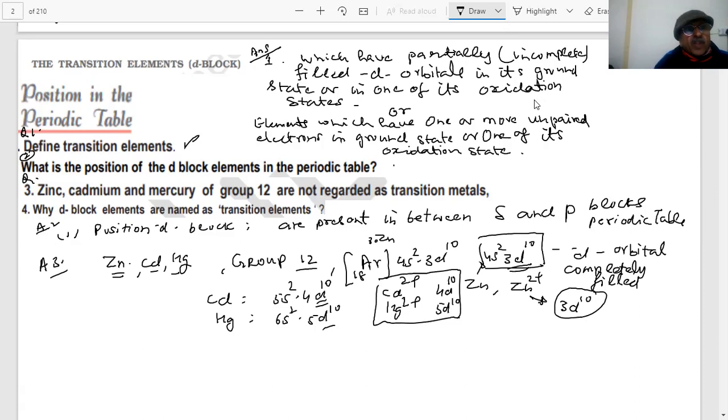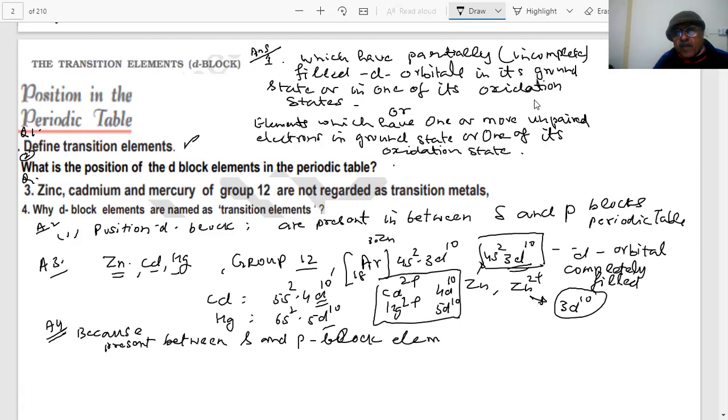Answer for question number 4, students: because they are present between s and p block elements, therefore they are called transition elements. Did you get the answer? Keep on noting all these question answer questions.